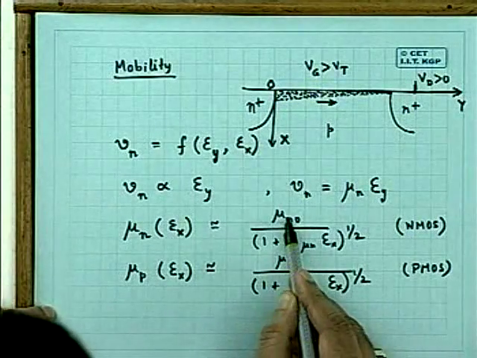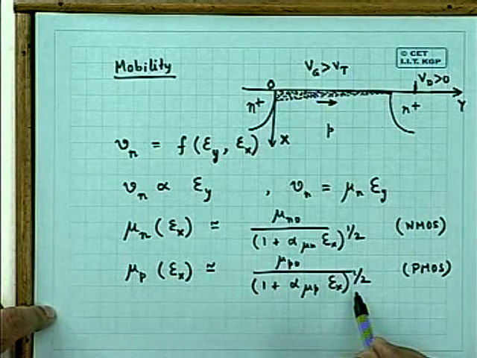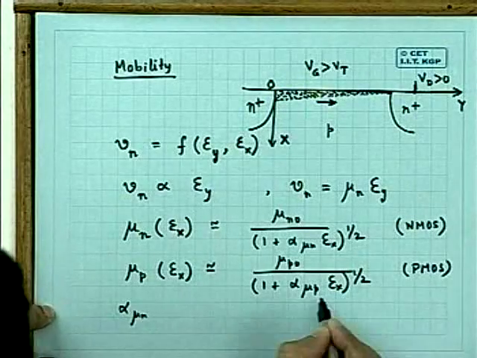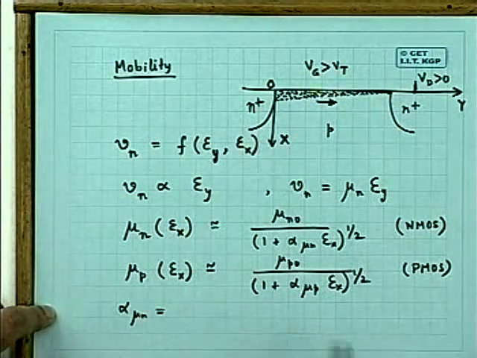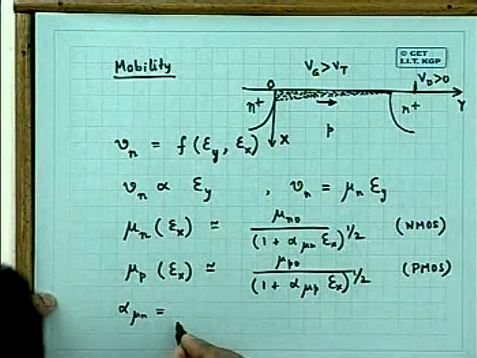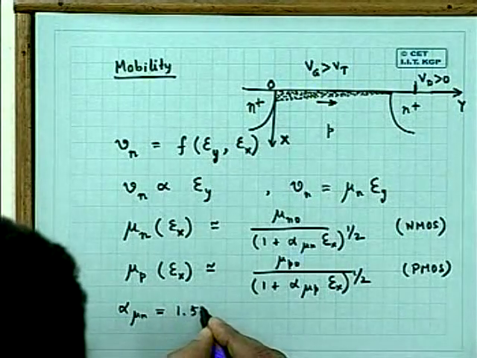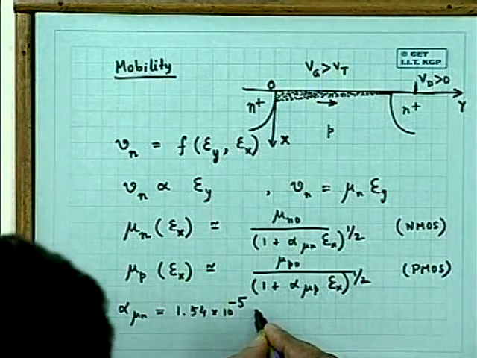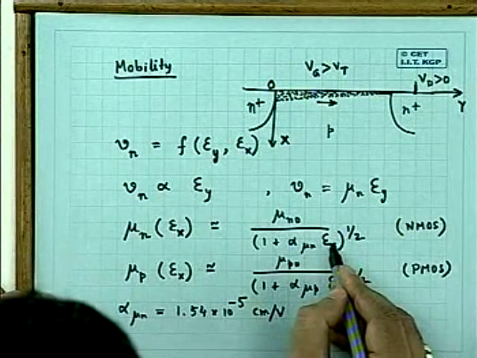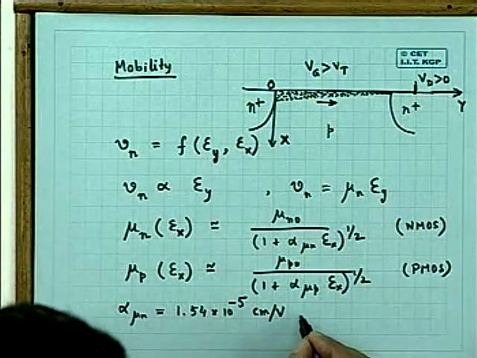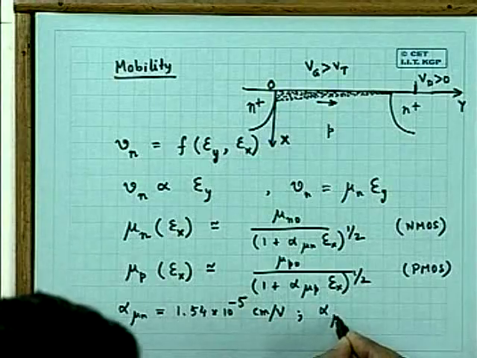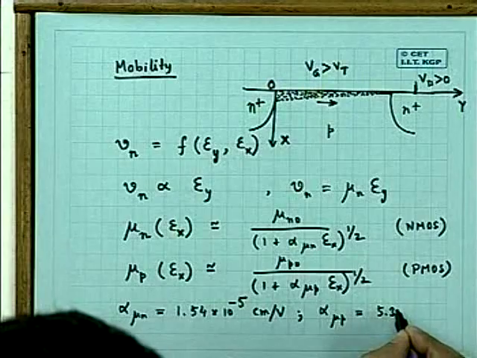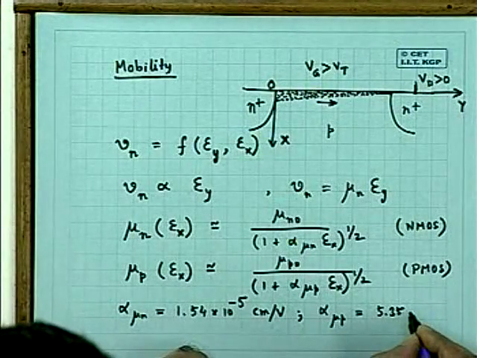So these are the two mobilities without any transverse field effect, whereas alpha mu n and alpha mu p are two parameters whose values are typically like this: 1.54 into 10 to the power minus 5 centimeter per volt, assuming that electric field is expressed in volt per centimeter, whereas alpha mu p is equal to 5.35 from a typical measurement in published literature.